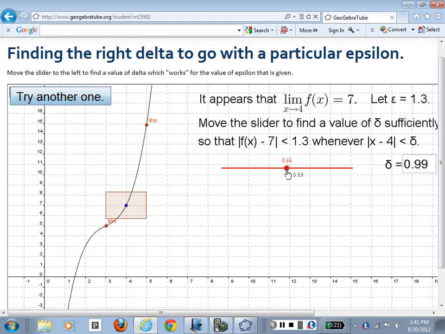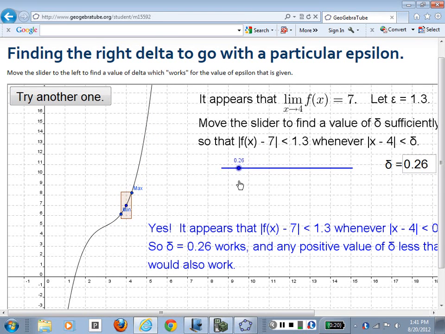I just got a third. Does it look like a third? We're good there, but we've got to be good there too. 0.26. Is that good? Well, it says it is. So as long as we're less than 0.26 units away from 4, the function is going to be less than 1.3 units away from 7. So play around with that GeoGebra worksheet if you'd like to.